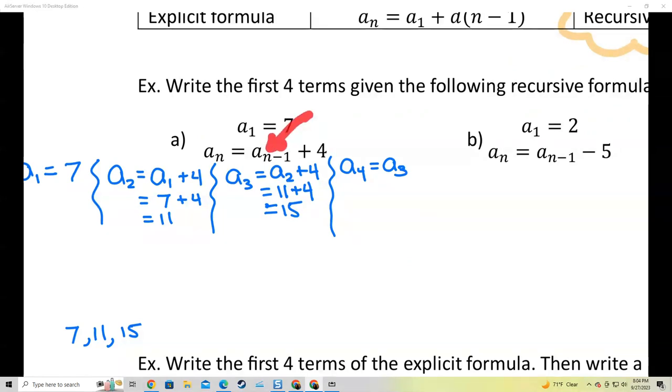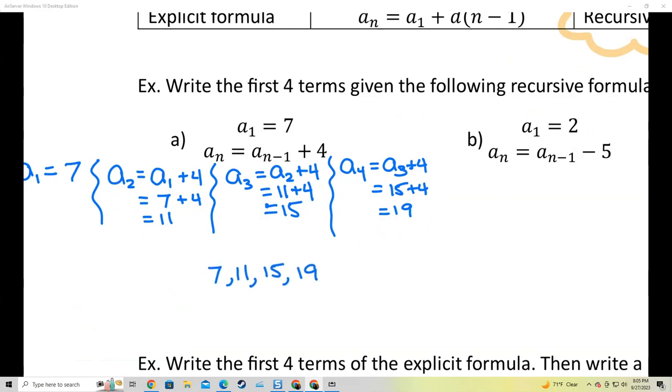So the third term was the previous term, and I'm going to add 4 to that. My third term was 15. And I'm going to add 4 to that, and I get 19. So this is my sequence right here. My sequence is 7, 11, 15, and 19.